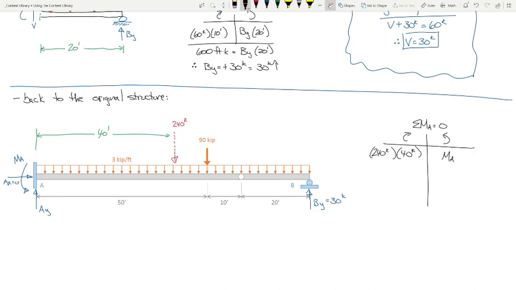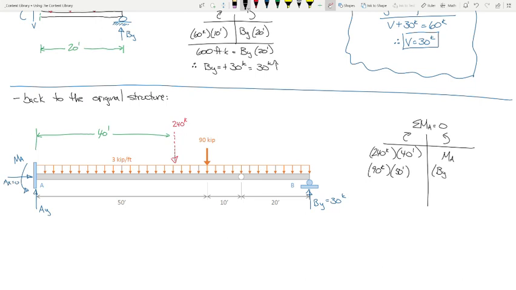All right. The 90 kips generates moment, and what's the moment arm there? It's 40 feet. And now what about the BY? It's the other side. Exactly. So it goes on the other side, and it's a moment arm of 80 feet, right?